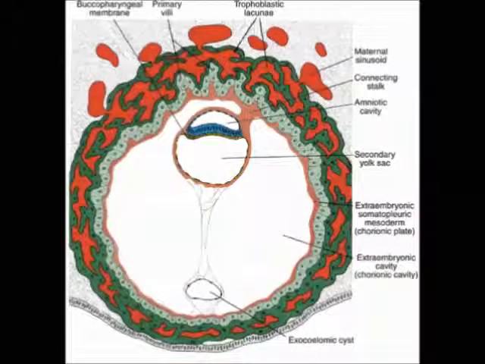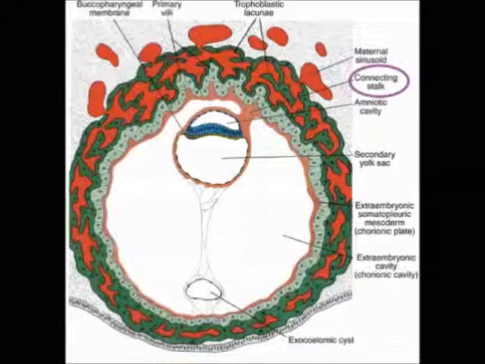By the end of the 2nd week of development, the bilaminar embryonic disc becomes connected to the trophoblast by a band of extra-embryonic mesoderm called the connecting stalk, which is the future umbilical cord.